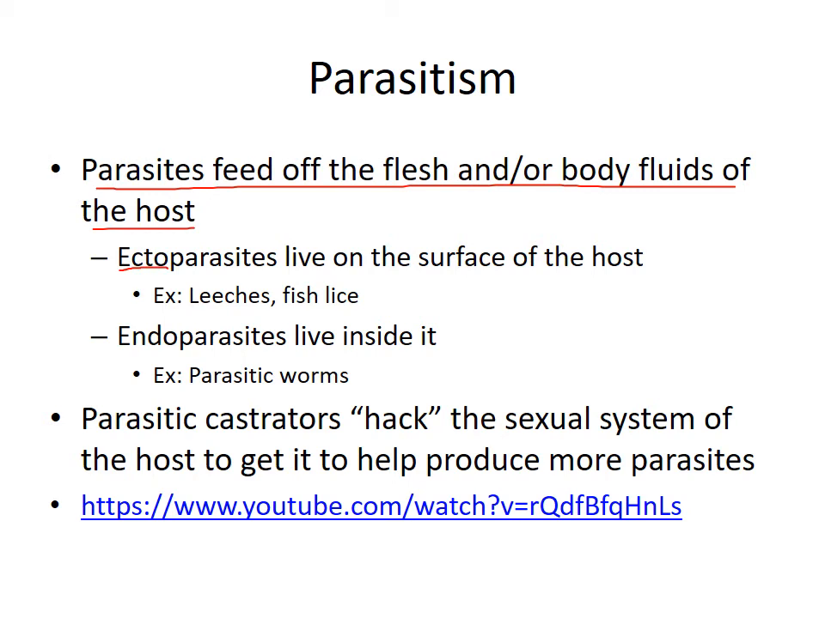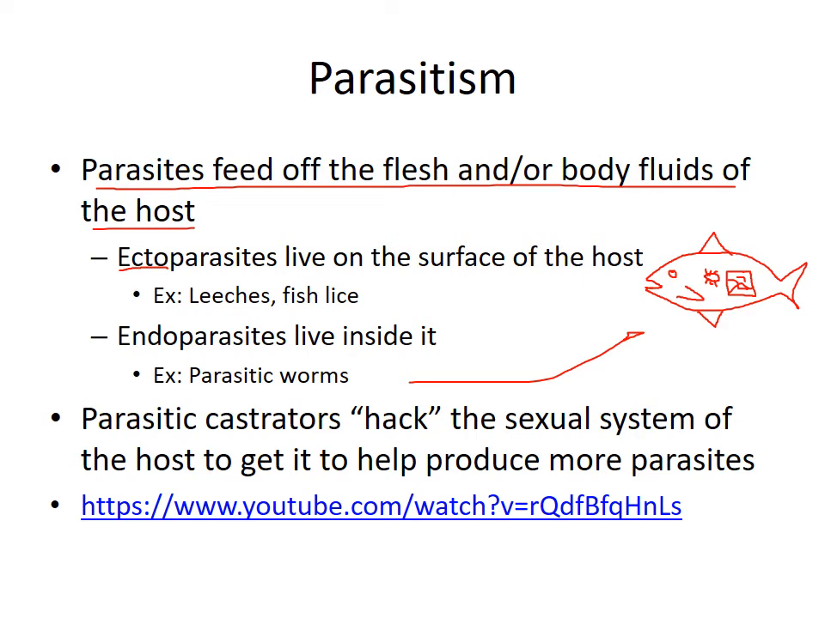So, something like a leech, or there's a type of crustacean called fish lice that lives on the outside of the fish. So here's a fish and it's got a little fish louse on the outside of it. That would be an ectoparasite. And then an endoparasite would live inside the fish, so that would be like worms in its gut. It's a little cutaway view to the gut, and you can see the endoparasites in the fish.